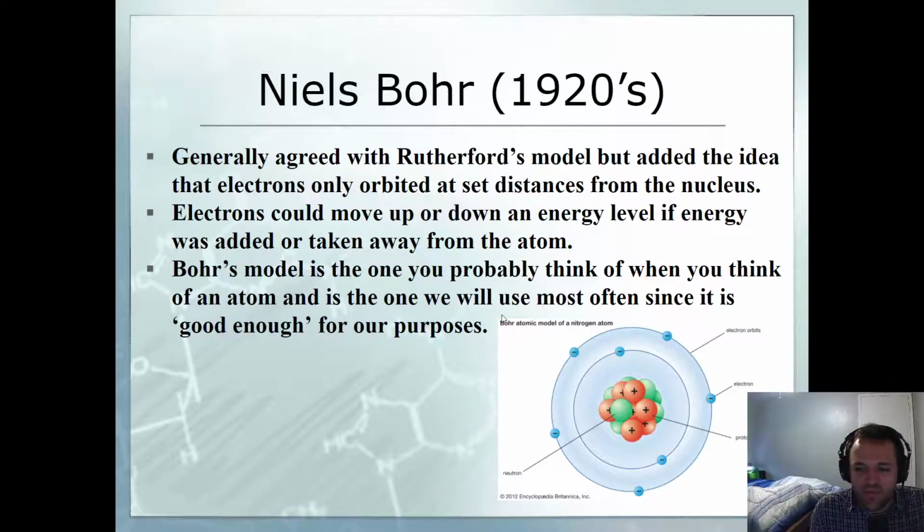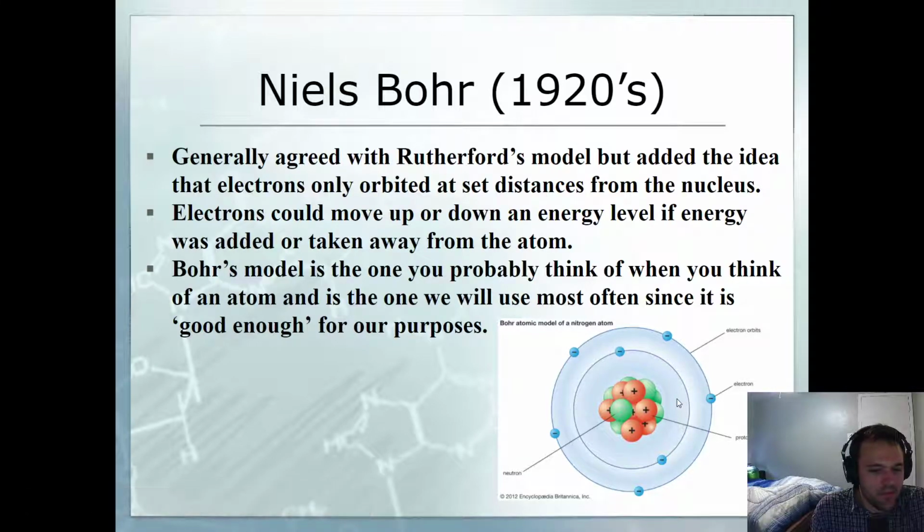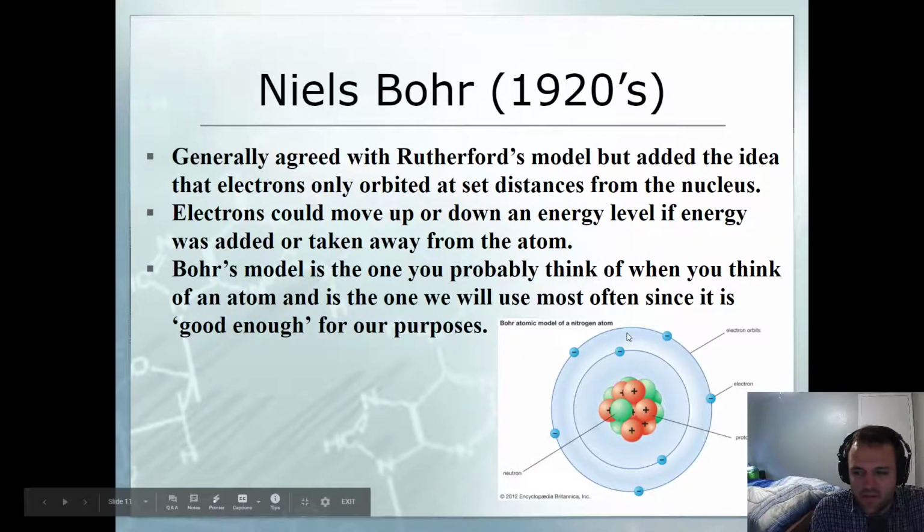All right, Bohr's model, this is what you probably think of when you think of an atom. It's the one that, for most intents and purposes, we will use in our class because it's good enough. But there is one step further that it gets taken by Schrödinger and Heisenberg in the 1920s as well. So what they found is that the electrons didn't actually follow these orbitals in straight lines like Bohr thought they did. He thought they orbited around them like planets orbit the sun in a relatively straight line.